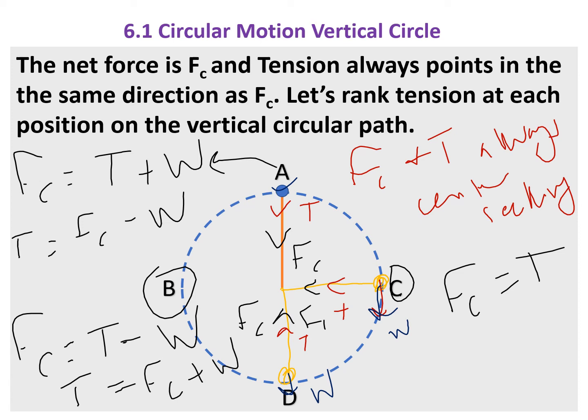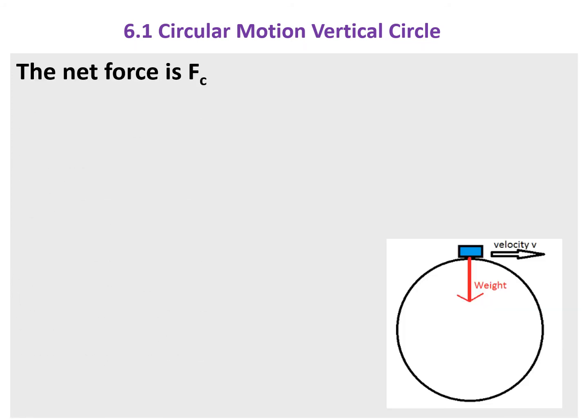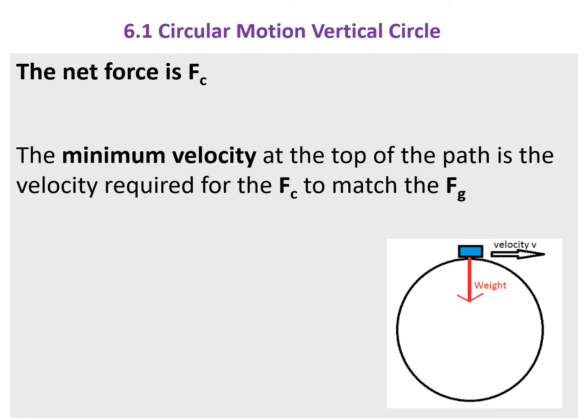Therefore, the highest tension is in position D. At the bottom of the vertical path, tension is greatest, highest at D. And we will go over this again, very important. So always for an object in uniform circular motion, the net force is the centripetal force, the center seeking force.